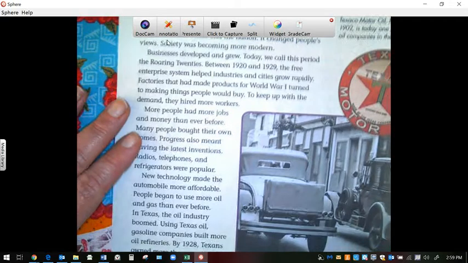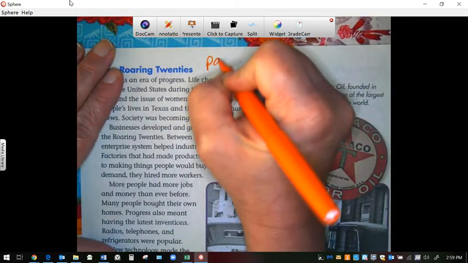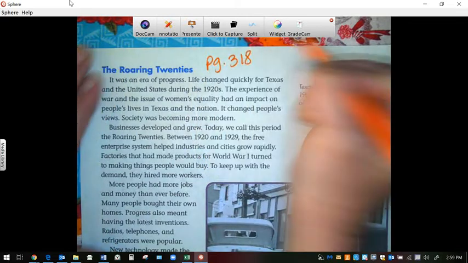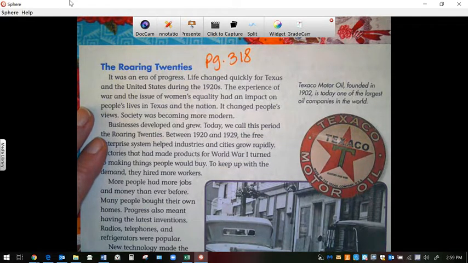I am going to page 318. So I'm skipping to that page. The Roaring Twenties. It was an era of progress. Life changed quickly for Texans because now people were going out to other countries to go to war.